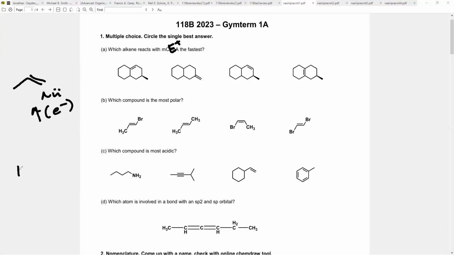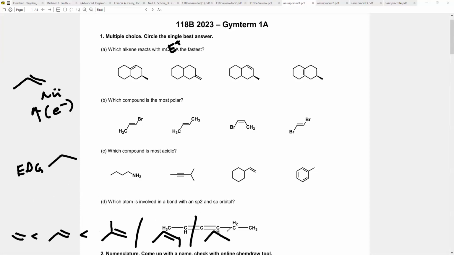Now, like I mentioned, EDGs increase the rate of reaction, and a popular type of EDG with alkenes is the R group, a carbon chain. So in terms of substitution, increasing substitution is increasing rate of reaction. These are usually about the same because they're all disub. And then we have the trisub, then the tetrasub. So for 99% of alkene reactions, the more sub the alkene, the faster it reacts.